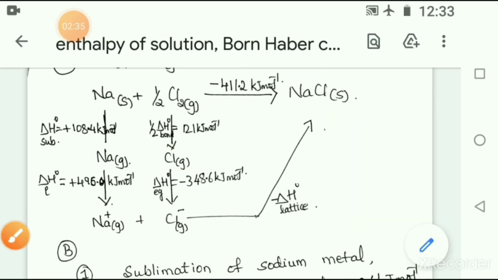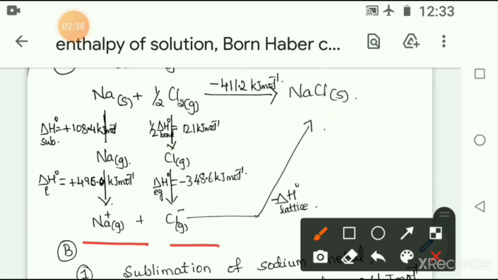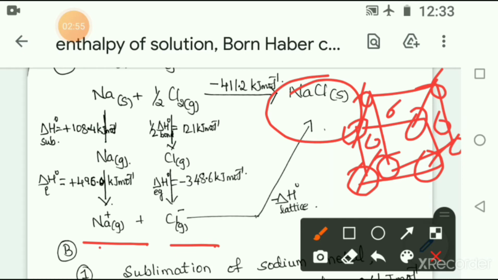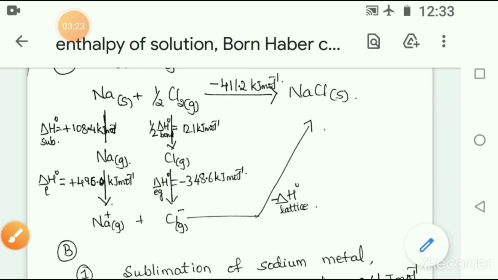Now we have sodium ion in the gaseous state and chloride ion in the gaseous state. Both of them combine and we get the sodium chloride structure. I showed you that earlier. If it is a cube, the chloride ions occupy the corners as well as each of the face centers, and the sodium ions occupy positions in between the chloride ions, held by strong electrostatic force of attraction. It is exactly sodium chloride. It gives the sodium ion and chloride ions in the gaseous state. Exactly the reverse process. So the enthalpy change is minus delta H naught lattice enthalpy.